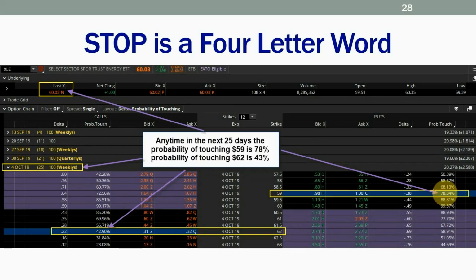So what I'm doing in this case is I'm using options to dictate the probability of you getting stopped out. Does that make sense as well? Now, this probability of touching, let's not take it out of context.